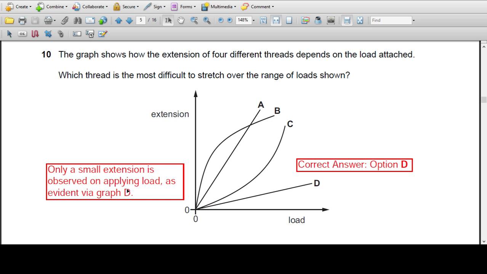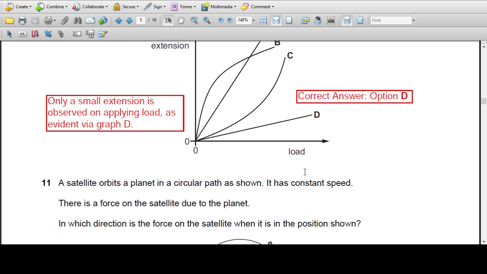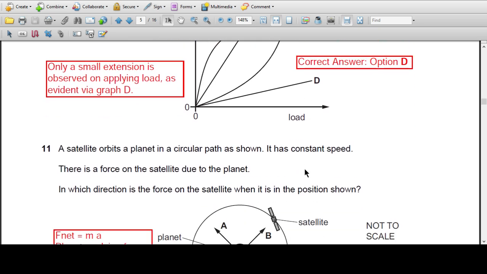So graph D is quite evident, because only a small extension is observed on applying load. You apply the load here and see the extension, you apply the load here and see the extension, so very small extension is appearing. So the thread that is most difficult to stretch is the one graph D shows. The correct answer is option D. In the next section we will discuss the other questions as well.